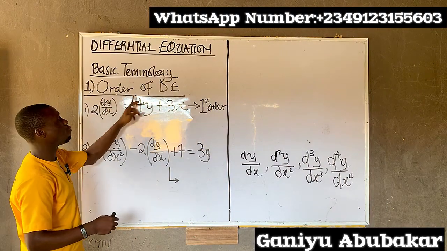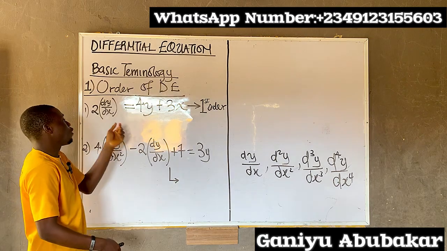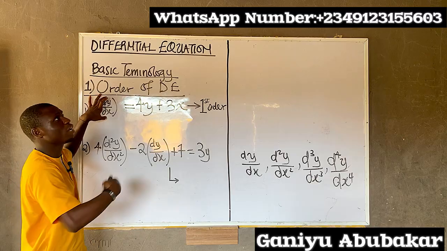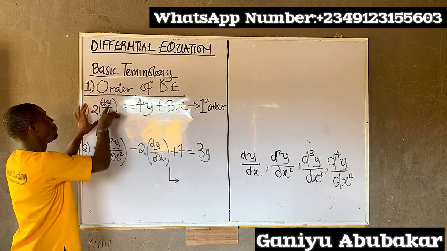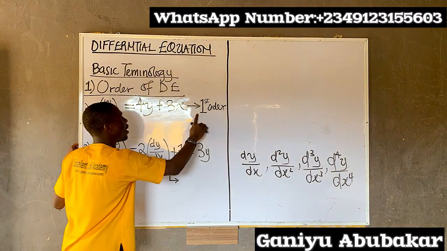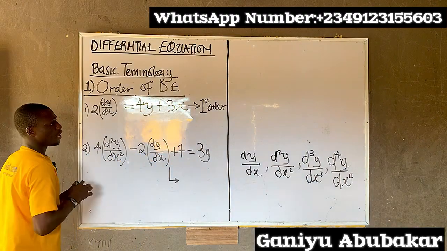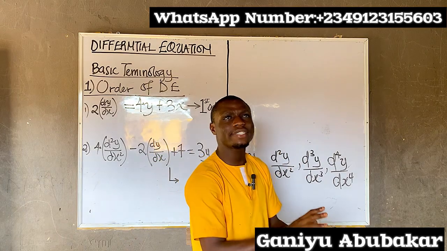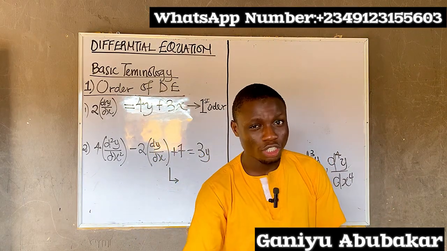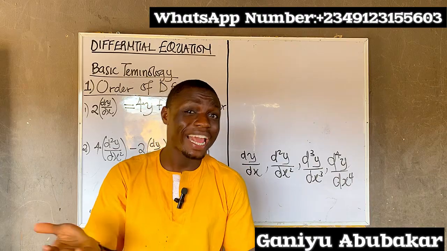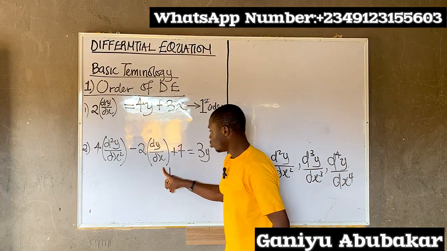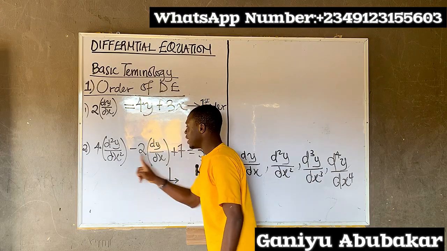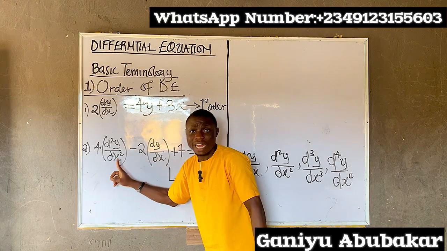So when it comes to the order of a DE, it depends on the coefficient given. The differential coefficient given is dy over dx, and the power is 1. So my order is 1. Let's look at number 2. We said the order depends on the highest differential coefficient in the equation. In this case, I have dy over dx and d squared y over dx squared. In between these, which one is the highest? Of course, this one is the highest.